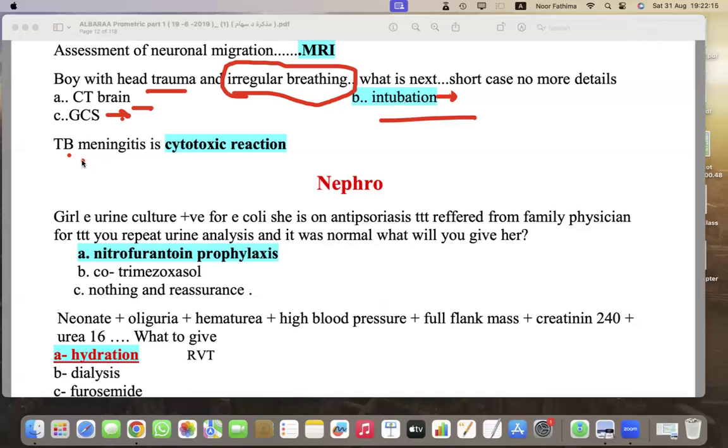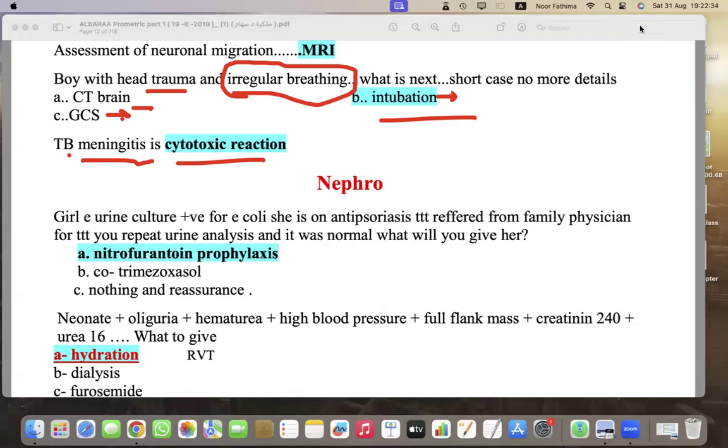Next question, TB meningitis is a cytotoxic reaction. They would have given options, but you will choose cytotoxic reaction. Now we are done with neurology. In previous classes, including all, we have finished neurology.